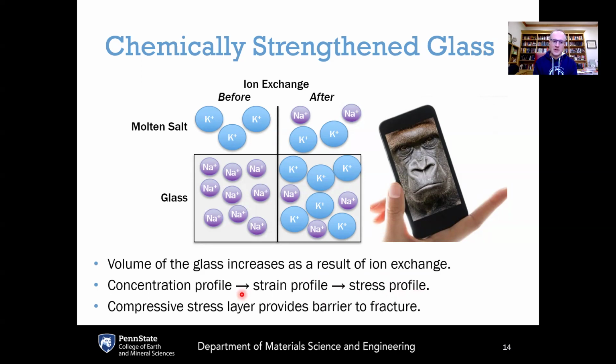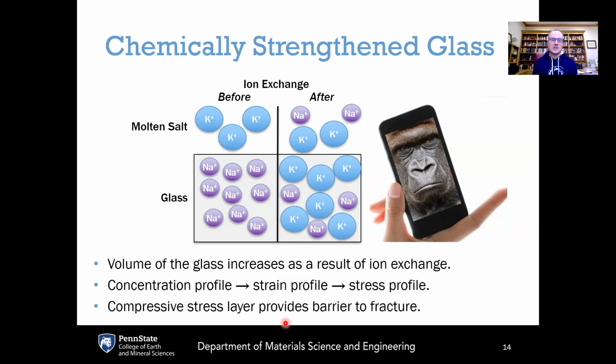So the steps that are involved here are that you've got a concentration profile that develops as a result of the interdiffusion process. That leads to a desired strain profile that then gets converted into a stress profile. And since the outer surface of the glass wants to expand, but it's not allowed to expand, it actually gets pulled into compression. And there is this compressive stress layer that is developed at the surface of the glass that provides a barrier to fracture.